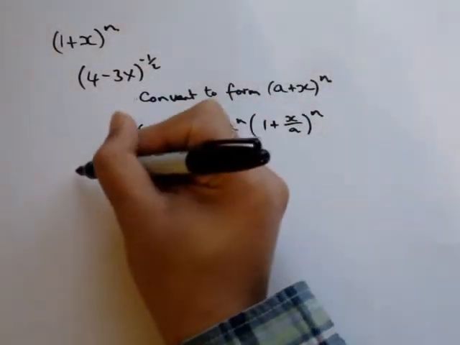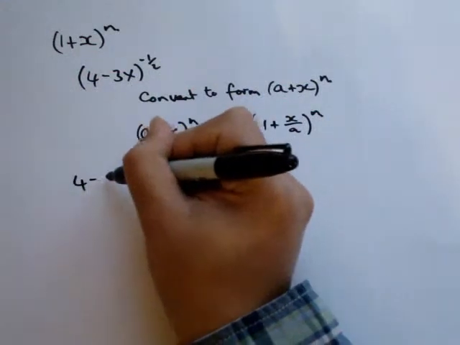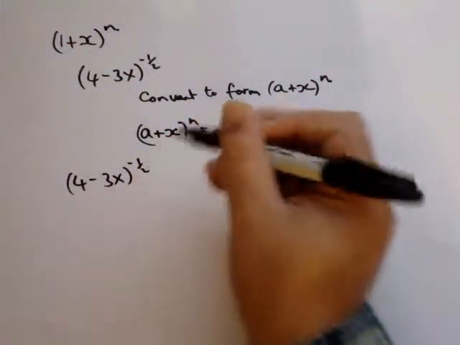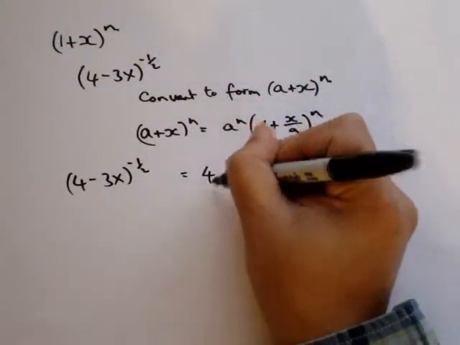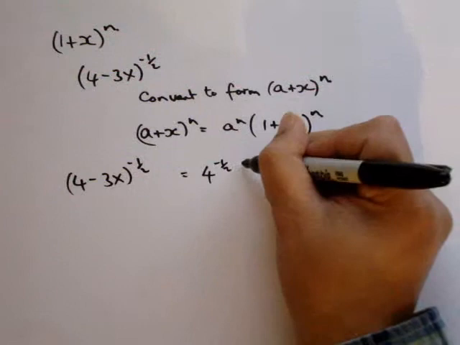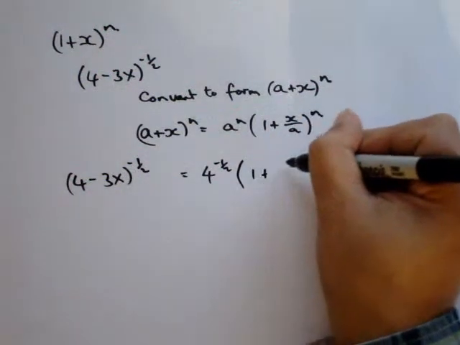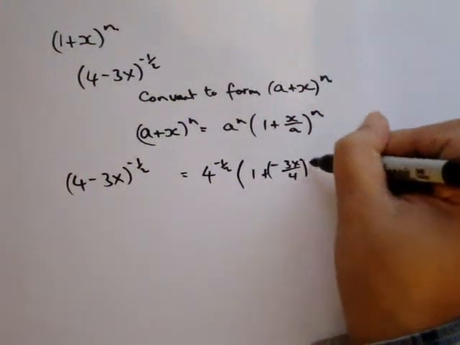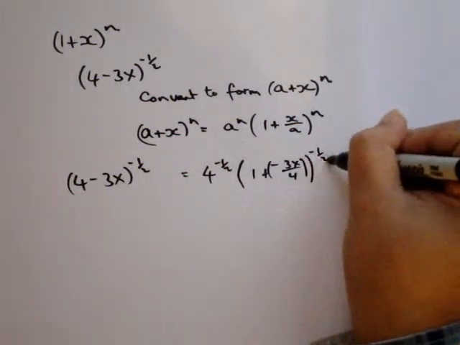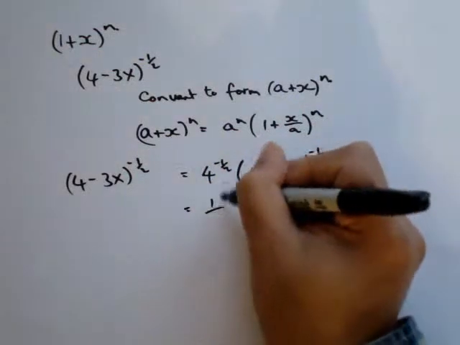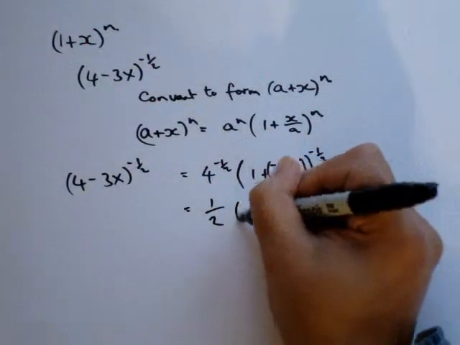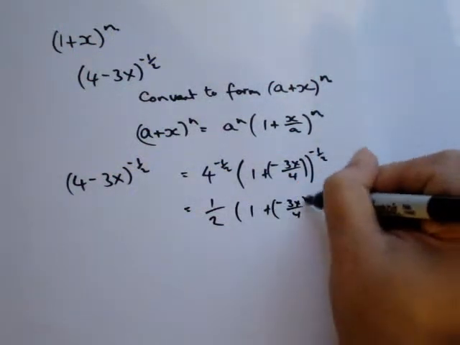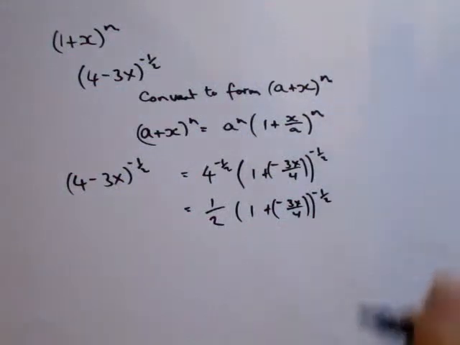So let's have an example. So this 4 minus 3x to the power minus a half then becomes 4 to the minus a half, which is a to the n, 1 plus minus 3x over 4, and all that to the power minus a half. And if we work that out, that's 4 to the minus half is a half, 1 plus minus 3x over 4 to the minus a half.